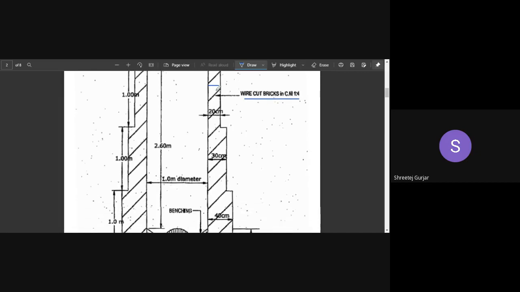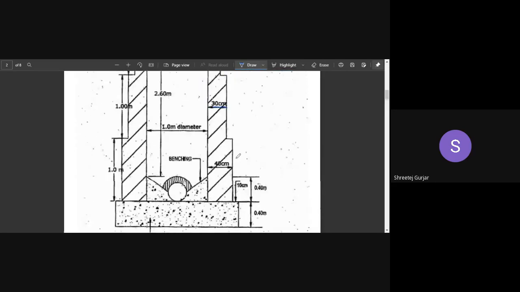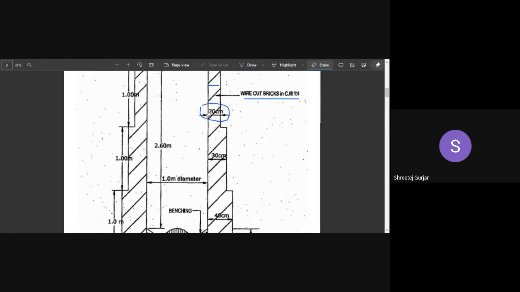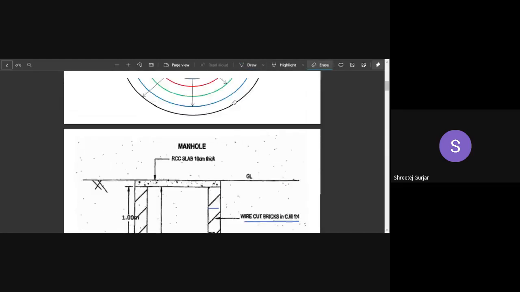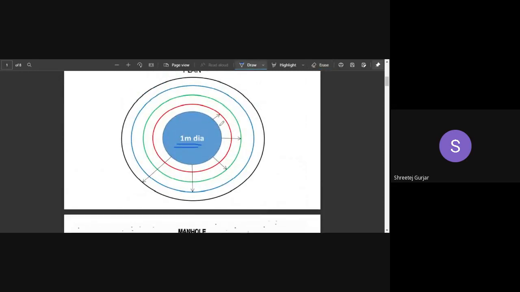We have three steps. The top step is 20 centimeters in thickness, the next step is 30 centimeters, and the bottommost step is 40 centimeters. If you observe this in plan, it will be visible as layers. So this is 20 centimeters, which is the thickness of the first step.